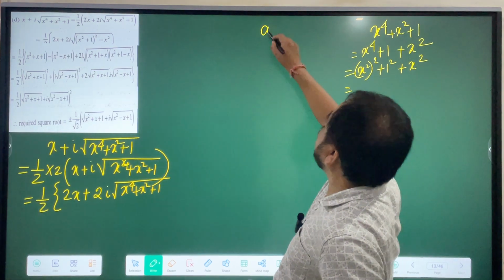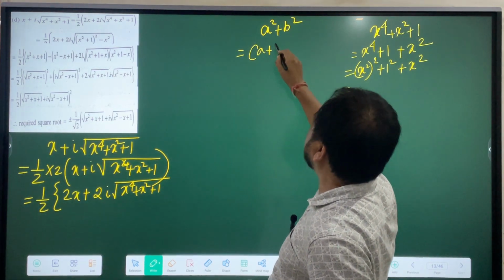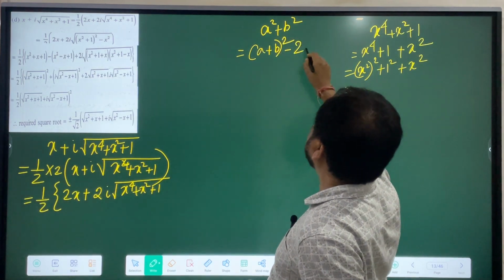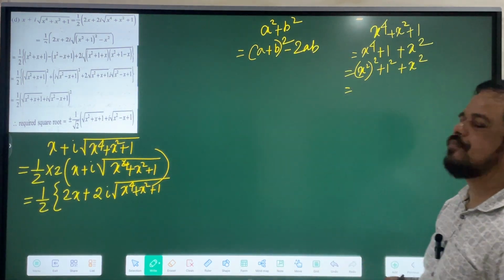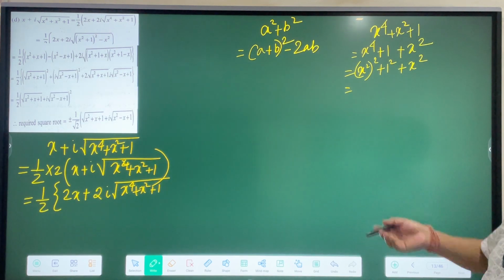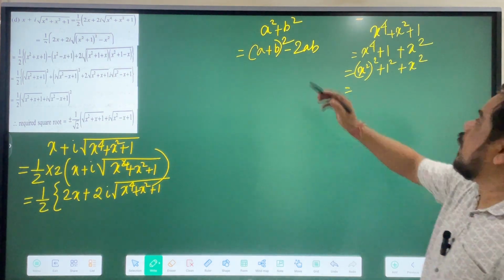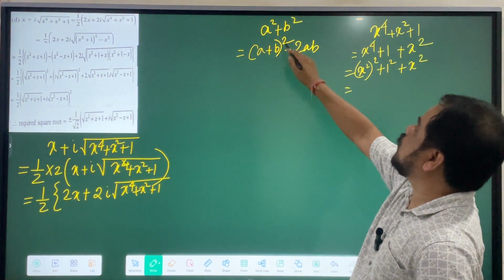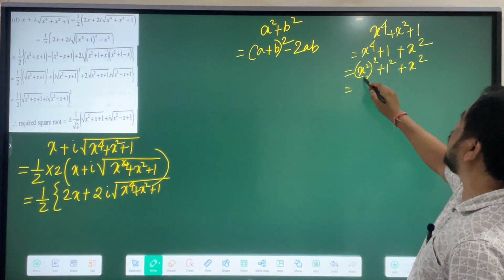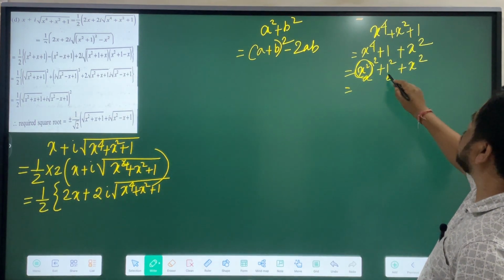Look here, a square plus b square. There was a formula, (a plus b) whole square minus 2ab. This was a formula from algebra. This formula I hope you remember. Even if you don't remember, please write it down now and you can understand then what I am going to do. a square plus b square equal to (a plus b) whole square minus 2ab. So this one is a, this one is b.